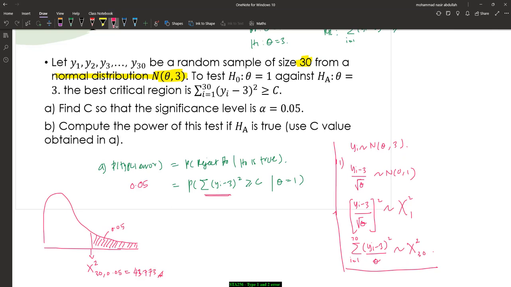So this is the critical region. We want to find C. So if the summation of (yi minus 3) squared is more than or equal to 43.773, the null hypothesis is rejected. So C is equal to 43.773. Alright.